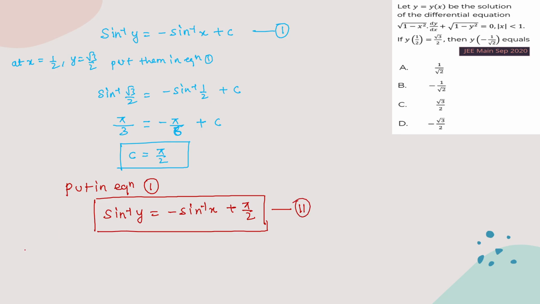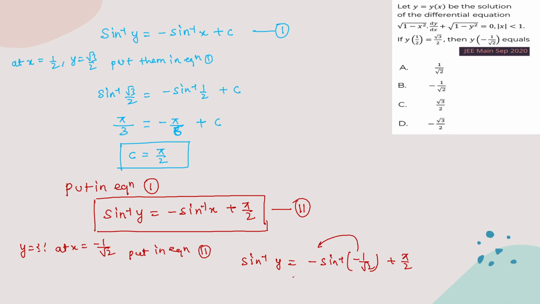So they said you have to find out the y value at x is equal to minus 1 by root 2. Okay, so we will put that in equation 2. We will be getting sine inverse of y is equal to minus sine inverse of minus 1 by root 2 plus pi by 2. Sine inverse of minus x we can take as minus of sine inverse of x, and when this negative sign comes outside, it will become positive only.